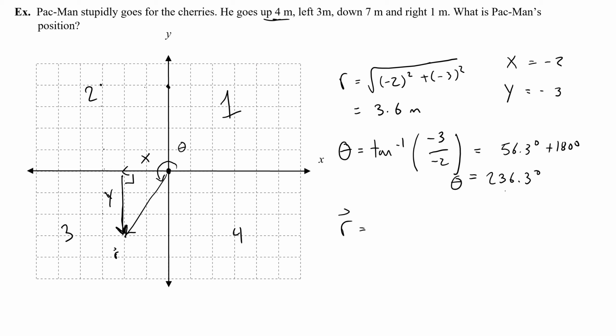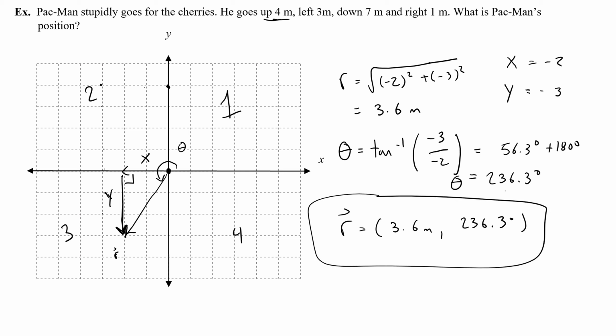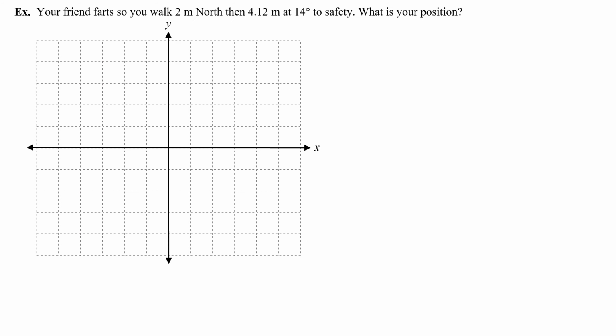Now to write this vector out, we would say magnitude 3.6, comma, angle 236.3 degrees. That is our position vector. Let's do one more problem.